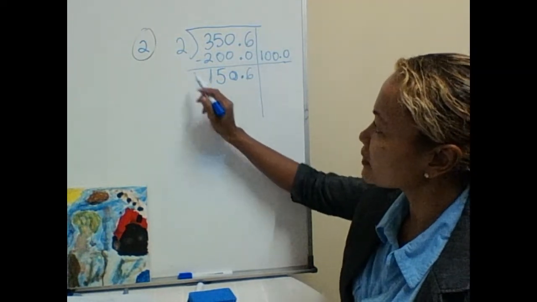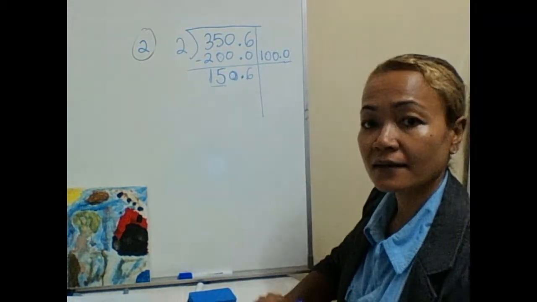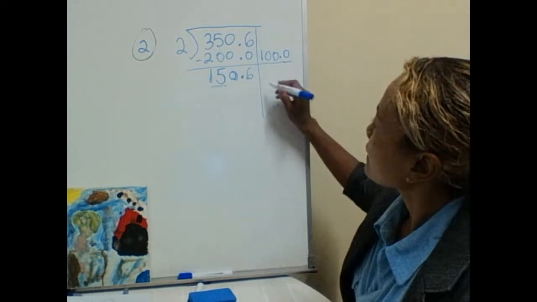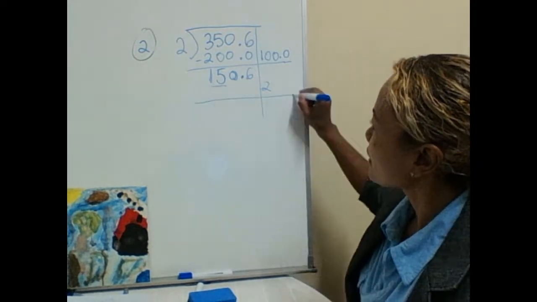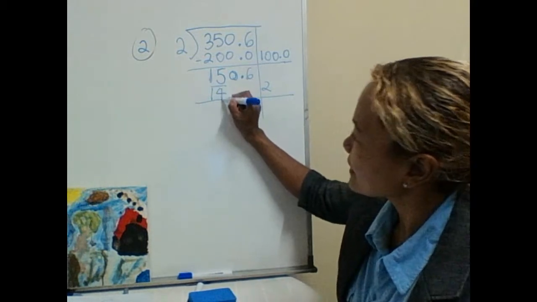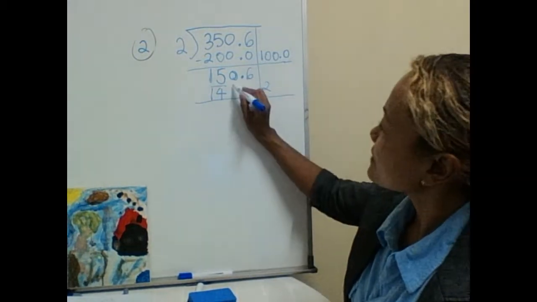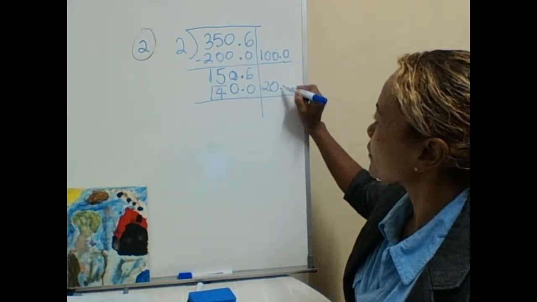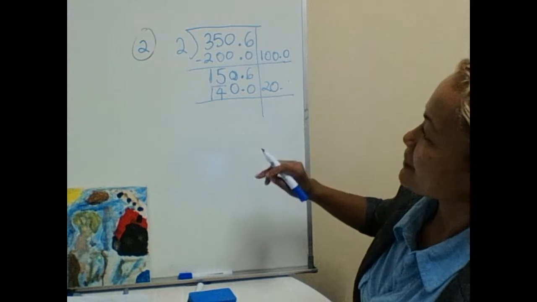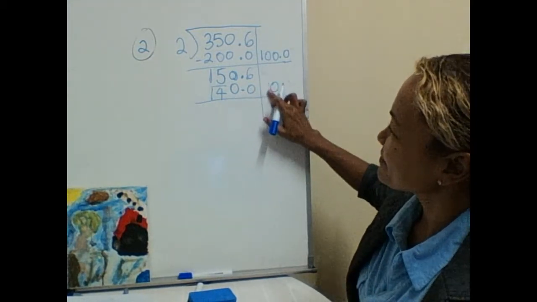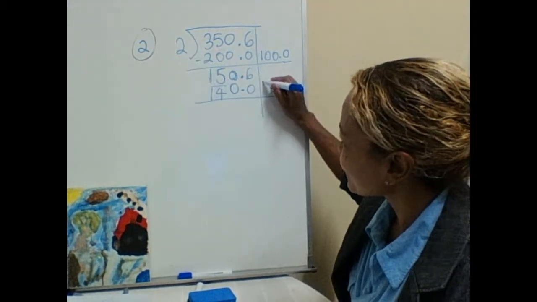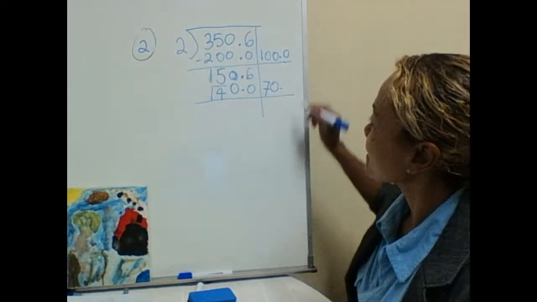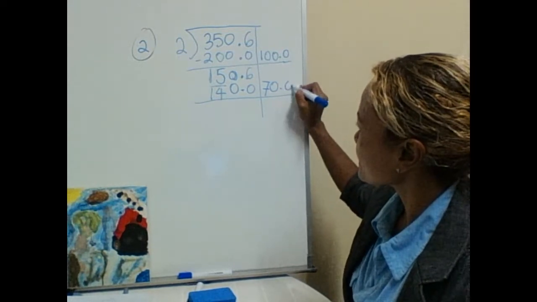Does 2 go into 1? No. Does 2 go into 15? Yes, 7 twos are 14. Okay, 7 twos are 14. Fill in the zeros. 0.0. Same thing over here. Sorry, my error, 7. I shouldn't have put 2 here. 7 twos, 14. 0.0.